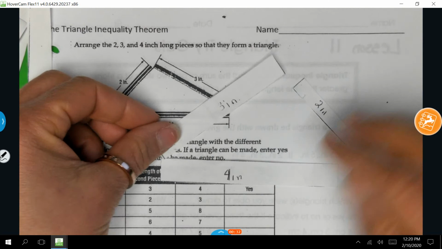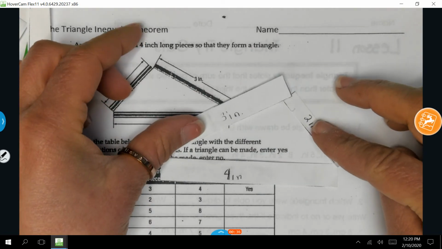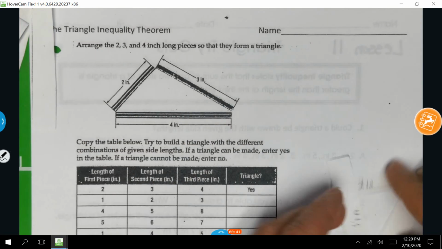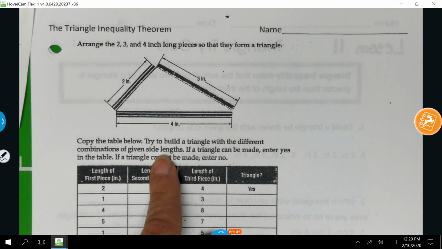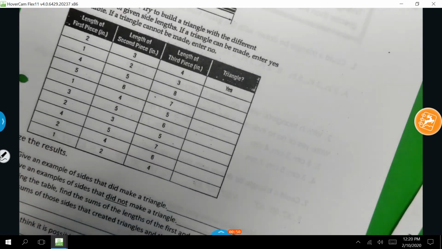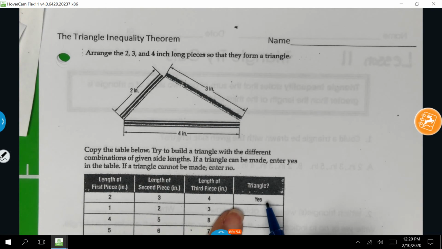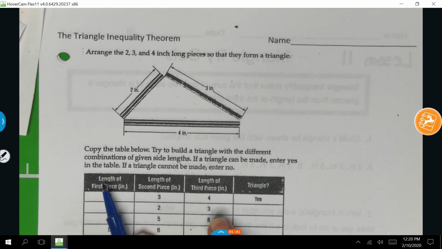Let's see. So if you lined up the corners, yes, it would make a triangle. And plus it's right there. It says, copy the table below. You don't need to. We have a copy for you. Will it make a triangle? Yes, it will. Try to build a triangle with the different combinations of given side lengths. If it can be made, enter yes in the table. If it cannot be made, you enter no.